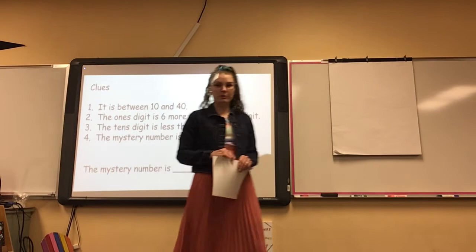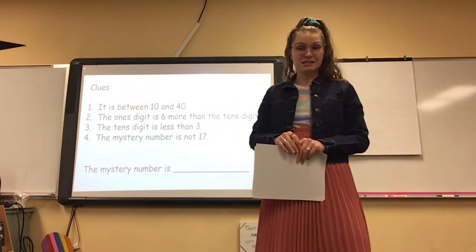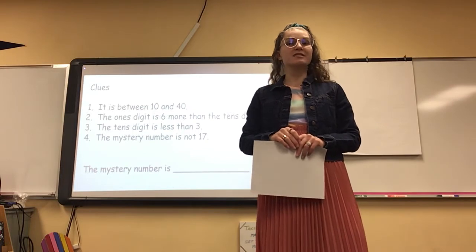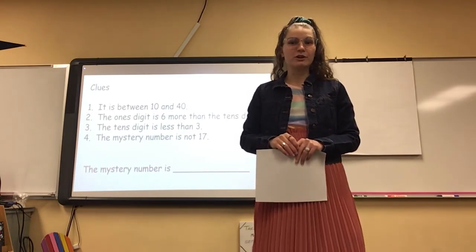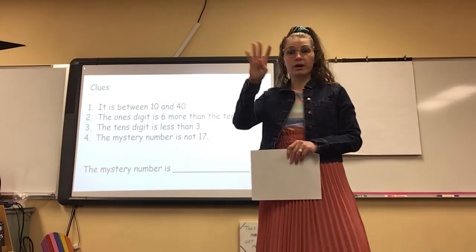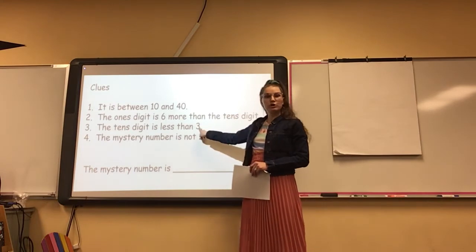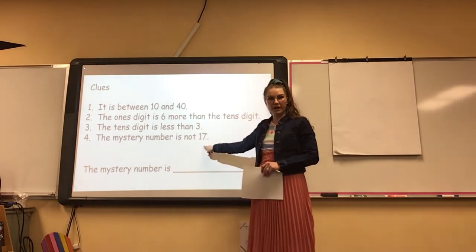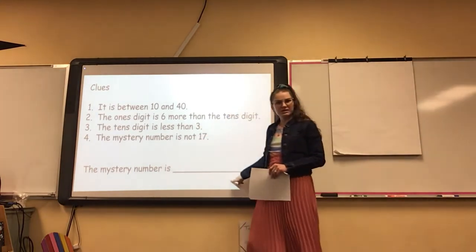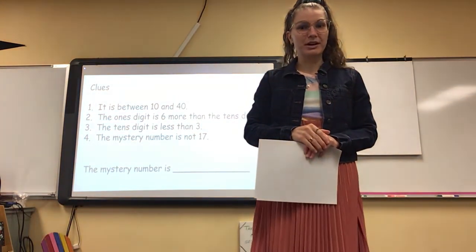Each slide will look like this on your activity sheet. There are 6 slides altogether, which means there are 6 mystery numbers for you to find. You can see that for the clues, we have 4 total: clue 1, clue 2, clue 3, and clue 4. On the bottom, there's a spot for you to put the answer of what the mystery number is.